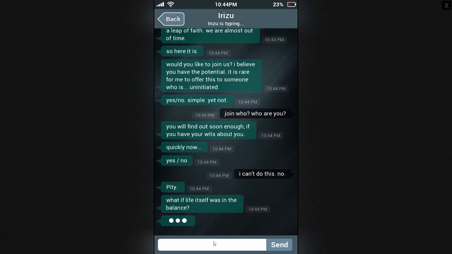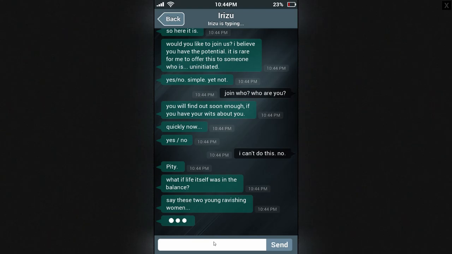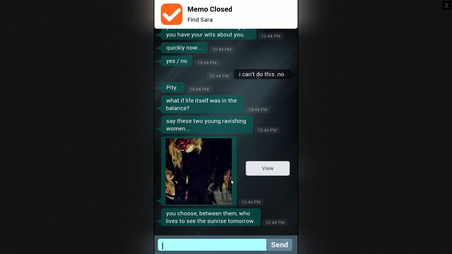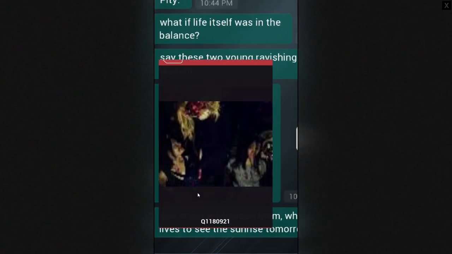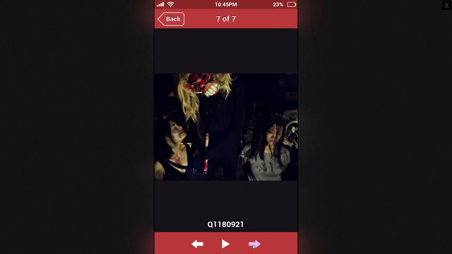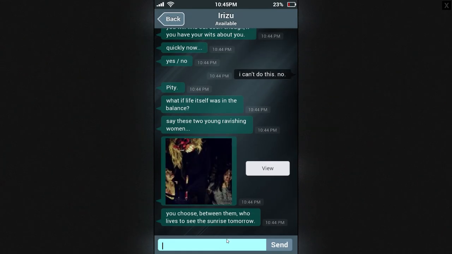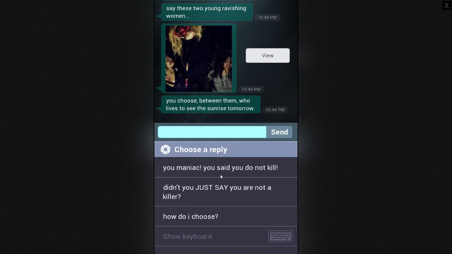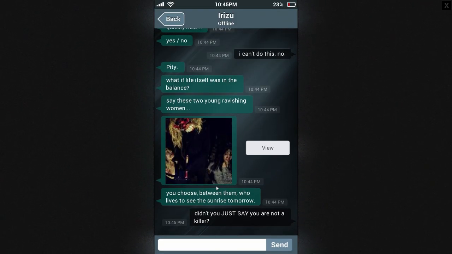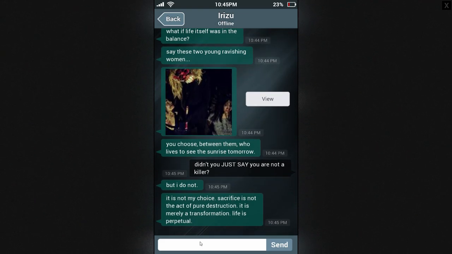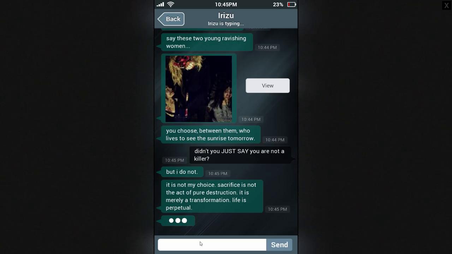What if life itself was in the balance? Say, these two young, ravishing women. Oh, no. You choose between them. Who lives to see the sunrise tomorrow? So that's Sara and Faith. Didn't you just say you are not a killer? But I do not. It is not my choice.